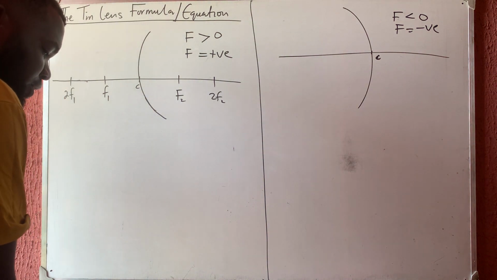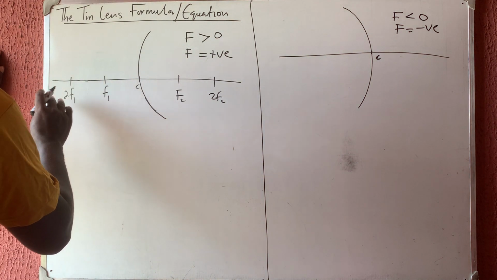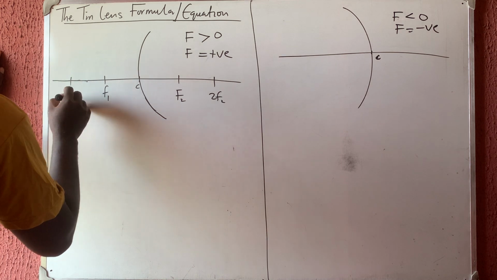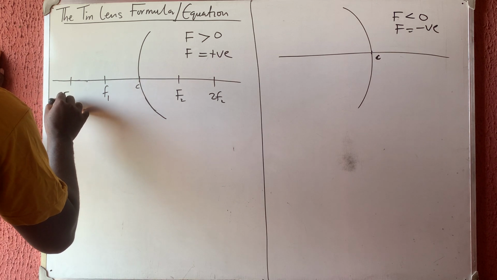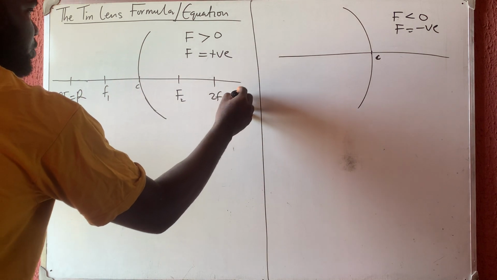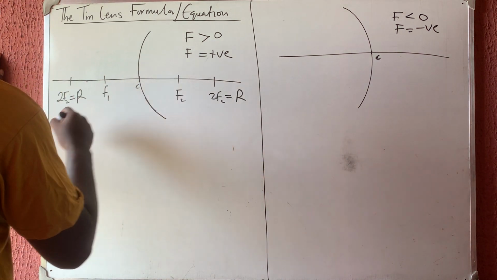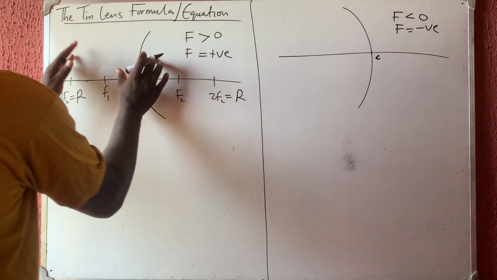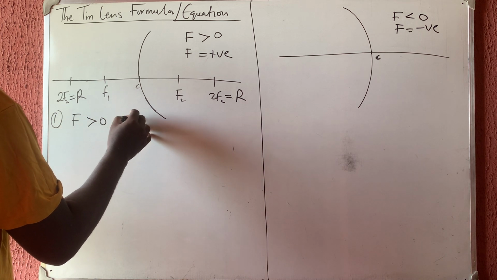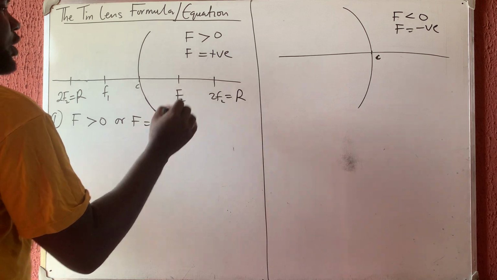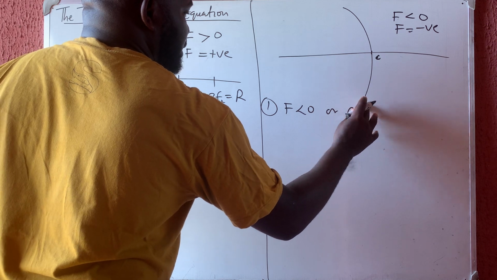Now the next thing you need to note is that the radius is from here to here. Let's say here is the radius of the circle. This 2F2 is the radius. Another thing you should note, for both of them, they are the same. So the first thing we need to note is that for a convex lens, my F must be greater than 0, or you say that my F is positive. Then for here, we have that our F must be less than 0, or we say that our F is negative.